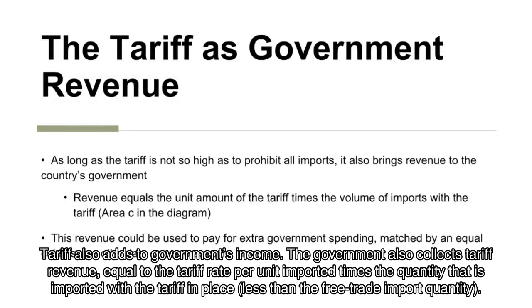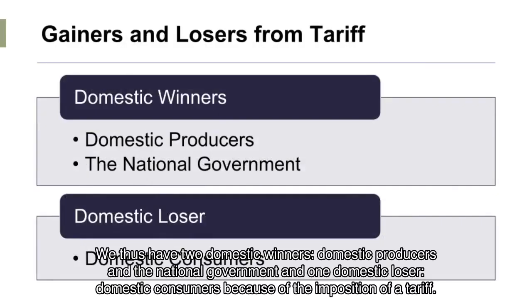Tariff also adds to the government's income. The government also collects tariff revenue, equal to the tariff rate per unit imported times the quantity that is imported with the tariff in place, less than the free trade import quantity. We thus have two domestic winners, domestic producers and the national government, and one domestic loser, domestic consumers, because of the imposition of a tariff.